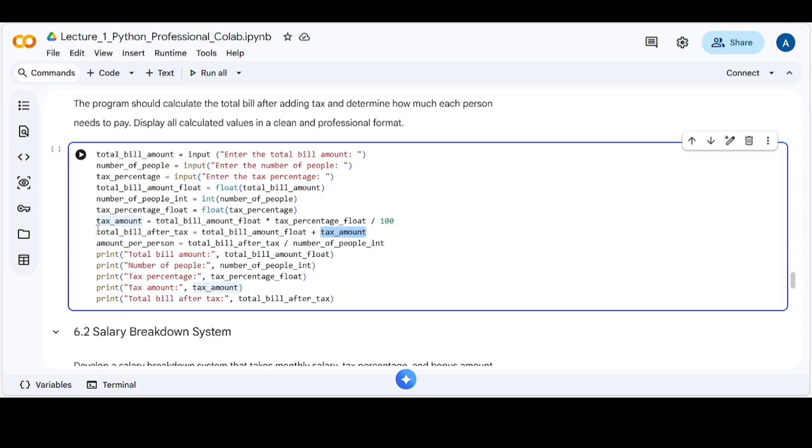So here we had the total bill. Now we want to know the split, what a single person has to pay. So amount per person would be total bill after tax divided by number of people. The following lines are just print statements of all the things that we have calculated: the total bill amount in float, the number of people, the tax percentage, tax amount, and total bill after tax. So that's what we have.